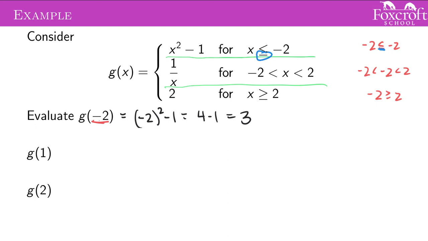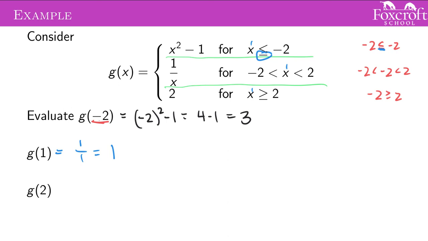When I'm plugging in 1, which is next, again, I'm asking myself, if I replace these x's with a 1, which category do I fit in? Well, 1 is between negative 2 and 1, so I'm going to plug it into the middle rule, and that just simplifies to 1.